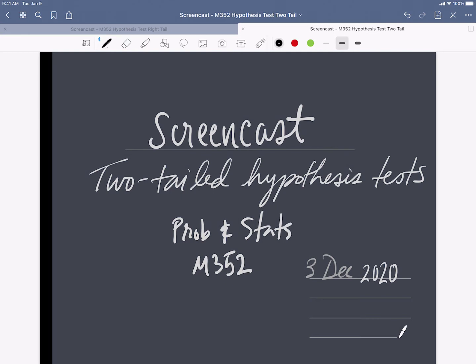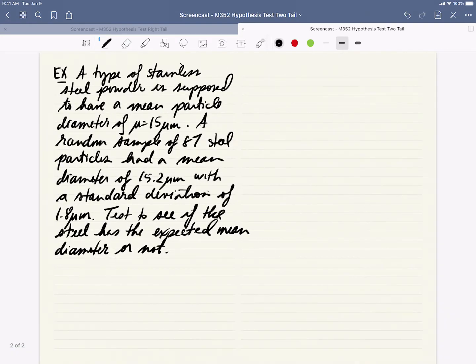Today, this topic is the two-tailed hypothesis test. And this builds off of two other previous screencasts, one on a left-tailed hypothesis test, and the screencast wasn't titled that, and the other on a right-tailed hypothesis test. So I'm going to work through this example here. It's problem number 6 in our textbook in chapter 6, section 1.